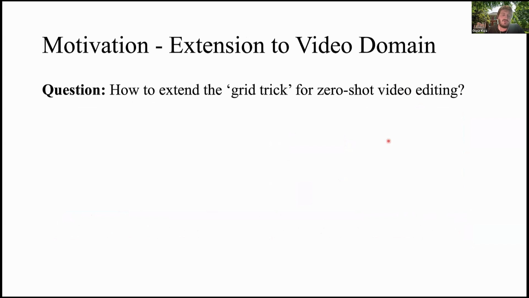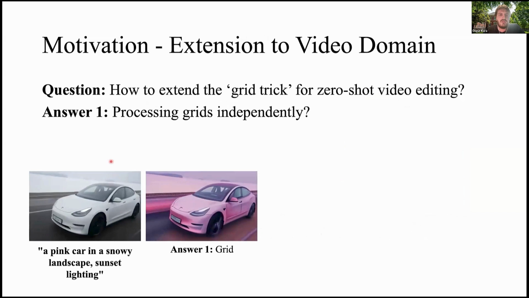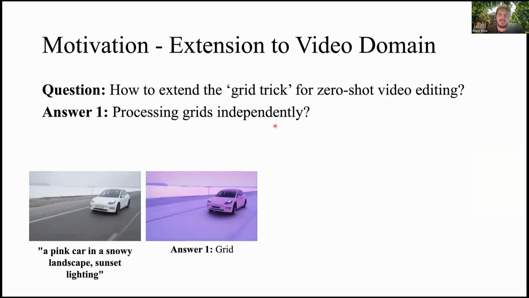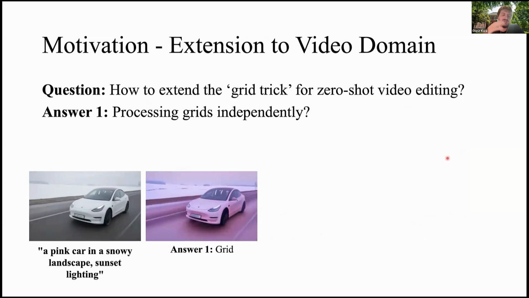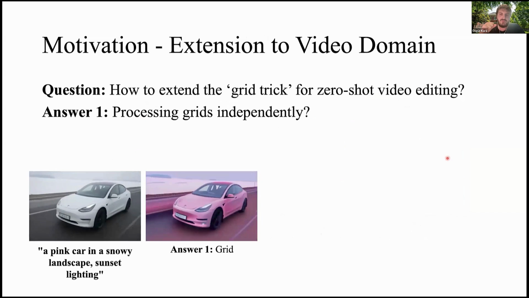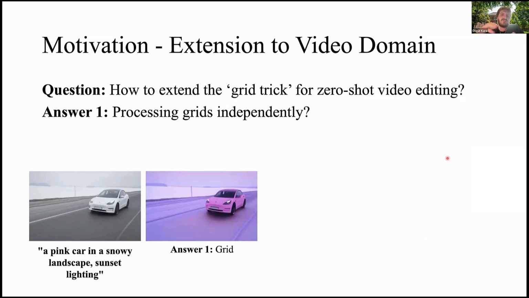Then we thought about how we can extend this grid trick for zero-shot video editing, because if our video consists of 9 frames, then we can just use this grid trick to have a temporally consistent video. So we can process the grids independently. We can adapt this trick for video editing by transforming the frames into a grid layout and feeding this grid into a text-to-image editing tool, which is a stable diffusion model in our case. Then the modified grid is unfolded into separate frames and sequenced to produce the final video.